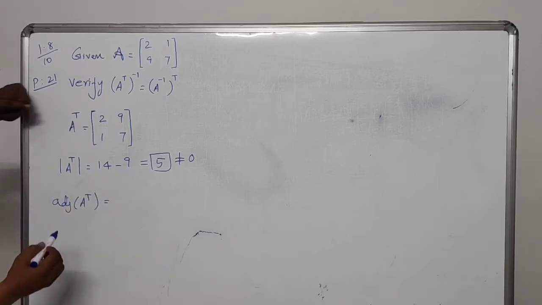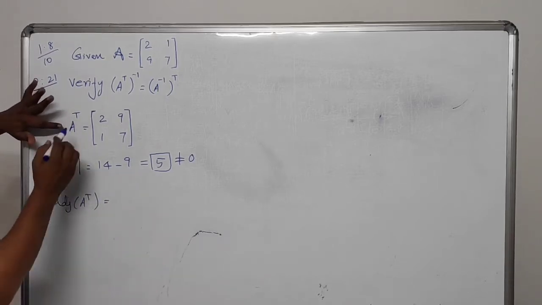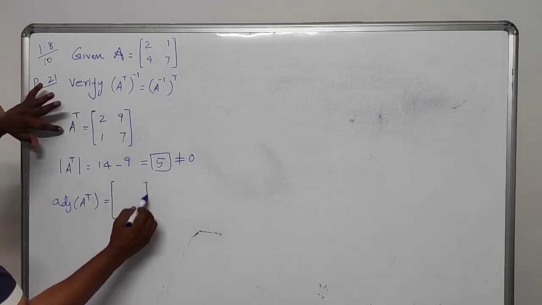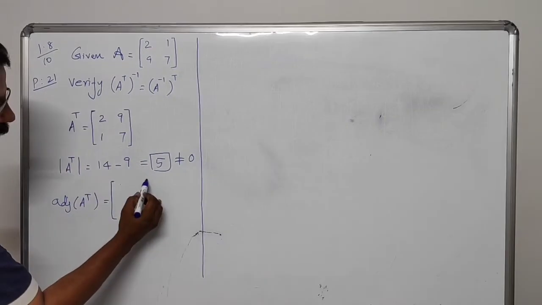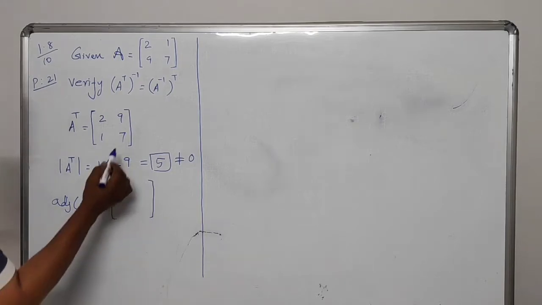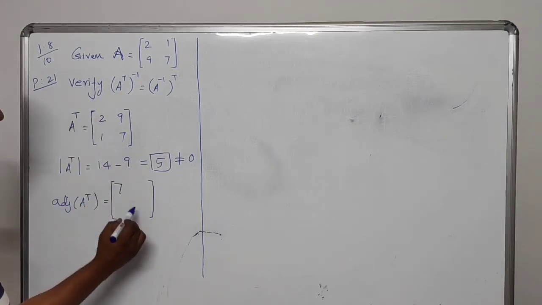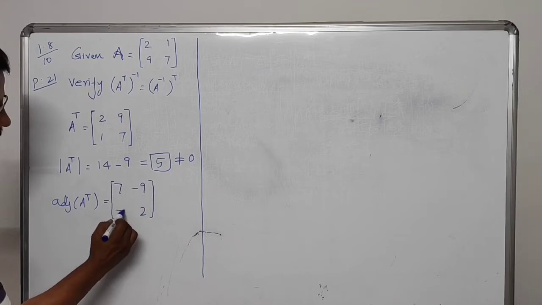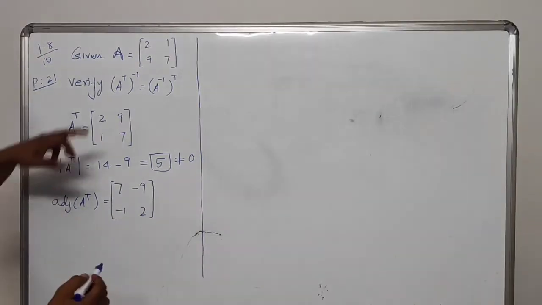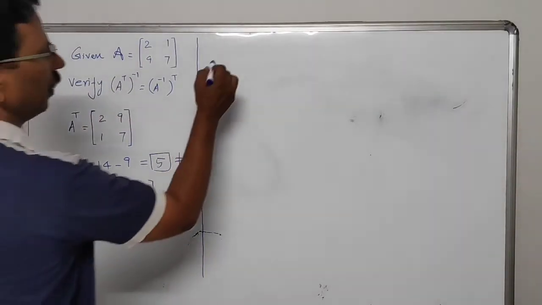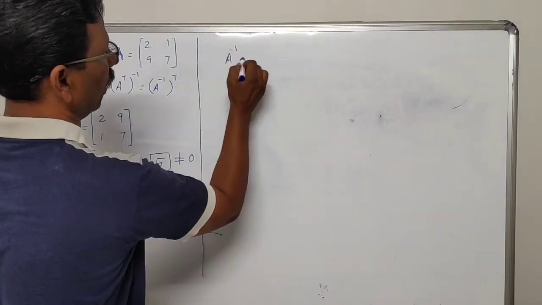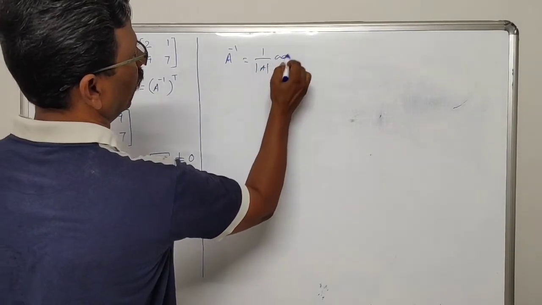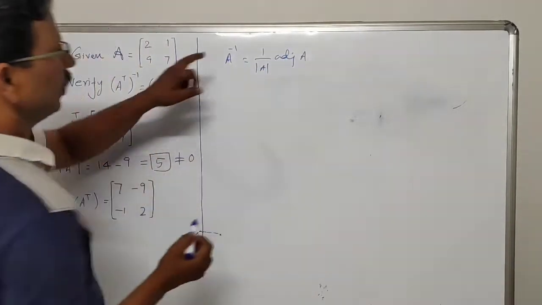Adjoint of A transpose. This is A transpose. For this I have to find the adjoint. Since it is a 2 by 2 matrix, we can find the adjoint by interchanging the leading elements, 7 2, and changing the sign of the anti-diagonal, minus 9 minus 1. Now we need to find the inverse of A transpose. First of all we can recall that the inverse of a matrix A is equal to 1 by determinant A into adjoint A.